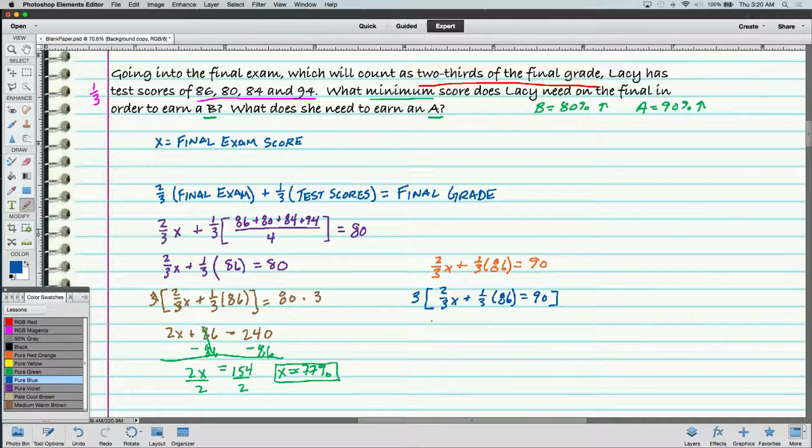So the 3's are going to cancel for the first fraction. We're left with 2x plus 86 equals 270. Subtract 86 from both sides. So 270 minus 86, that's going to give us 184. Divide by 2. X is going to be 92%.